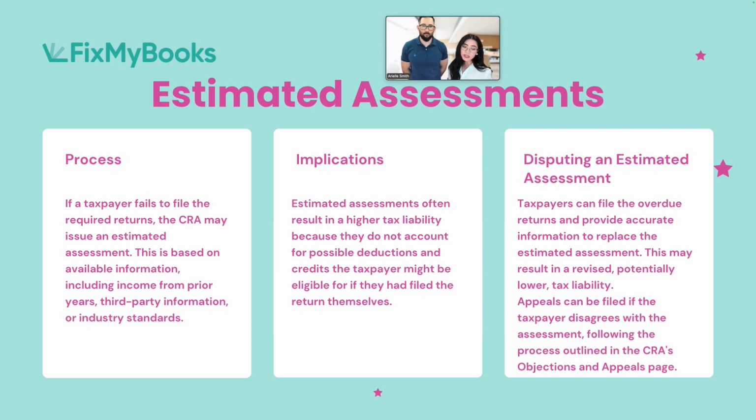Appeals can be filed if the taxpayer disagrees with the assessment following the process outlined in the CRA's objections and appeals page. So we mentioned something a while ago with the notice of objection when you have a notice of collection. So this is similar to that, but not exactly. Because what you're disputing here is actually the amount they assessed.